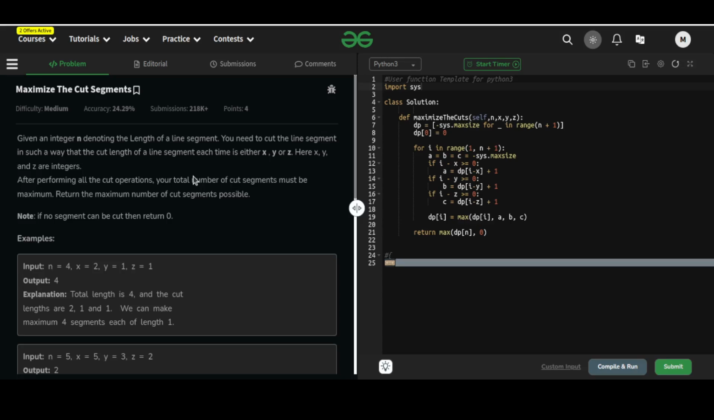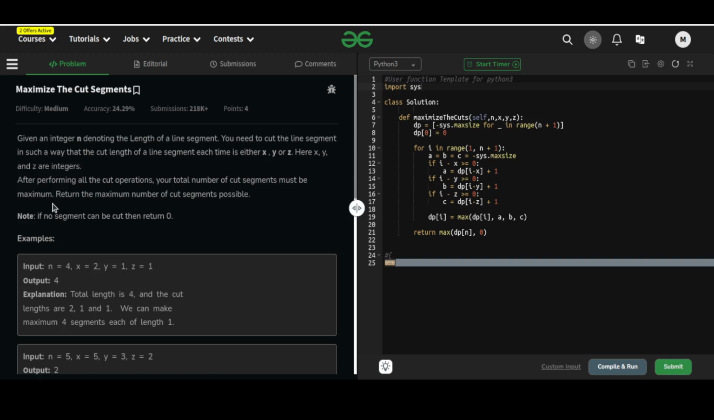Hello guys, in this video we are going to discuss the solution of the problem maximize the cut segments. So let us look at the problem statement. The problem statement says: given an integer n denoting the length of a line segment, you need to cut the line segment in such a way that the cut length of a line segment each time is either x, y or z. Here x, y and z are integers. After performing all the cut operations, your total number of cut segments must be maximum. Return the maximum number of cut segments possible.